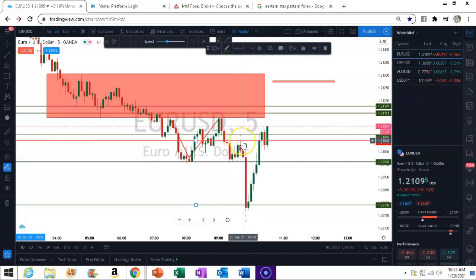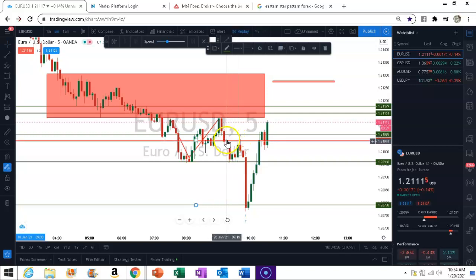So at that rejection point, what you're going to do is make this area your sell limit, okay? And this will be your stop loss right above this next level. This is resistance right here. So this will be your sell limit right at this green wick.